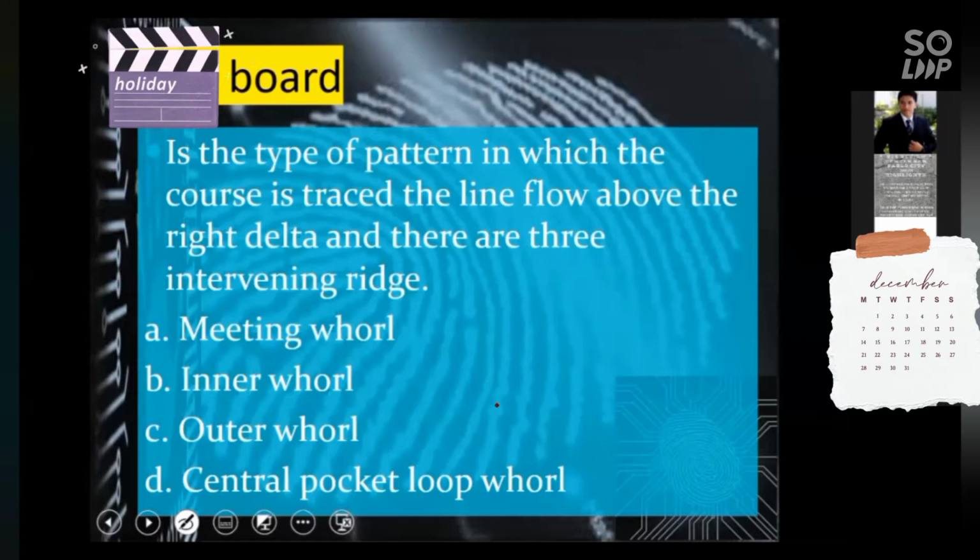Okay. Now, we have here this question. It is the type of pattern in which the course is traced, the line flow above the right delta, and there are 3 intervening ridge.